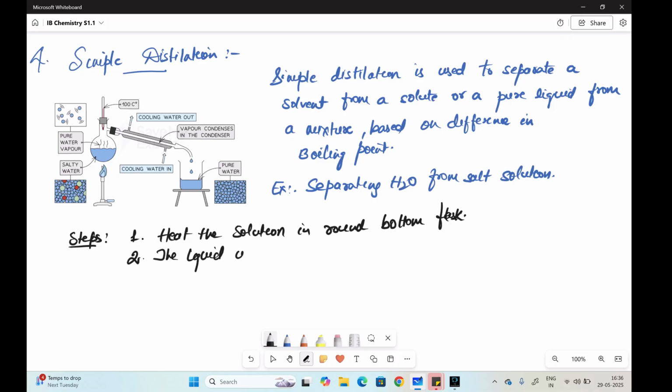Liquid with the lowest boiling point evaporates faster. I mean first, right? And of course faster based on the temperature. Now what will happen? The vapor passes through a condenser. This is called condenser. This one.